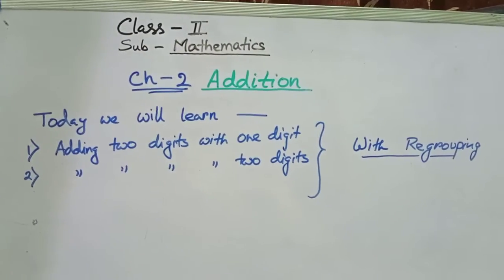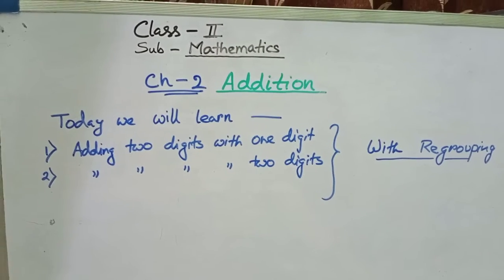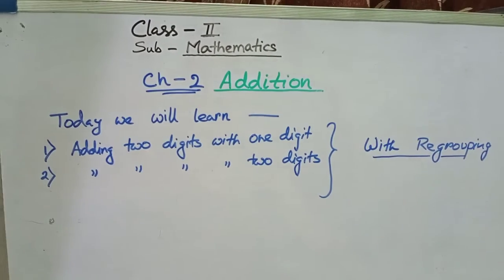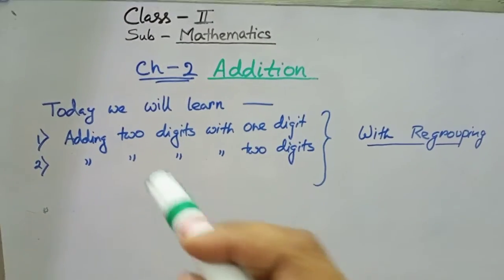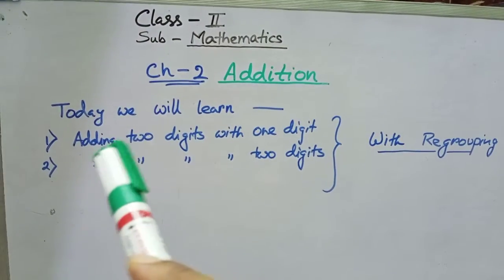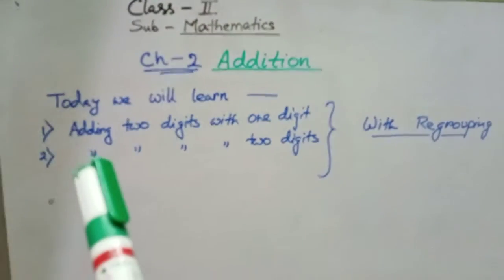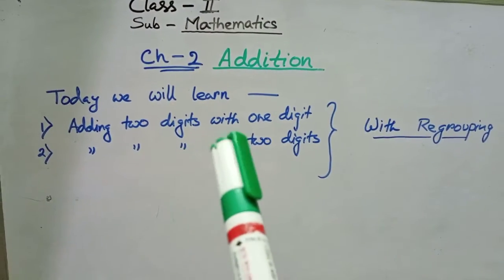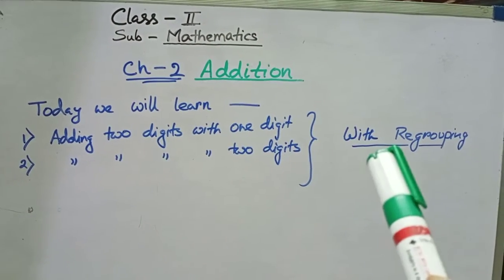Welcome back, children. Today we are again going to discuss chapter 2, addition. The topics that we are going to discuss today are adding two digits with one digit, and the second one is adding two digits with two digits with regrouping. That means with carryover.